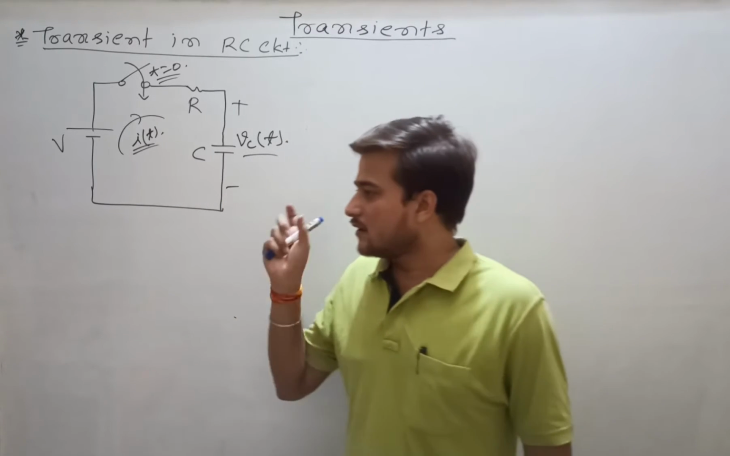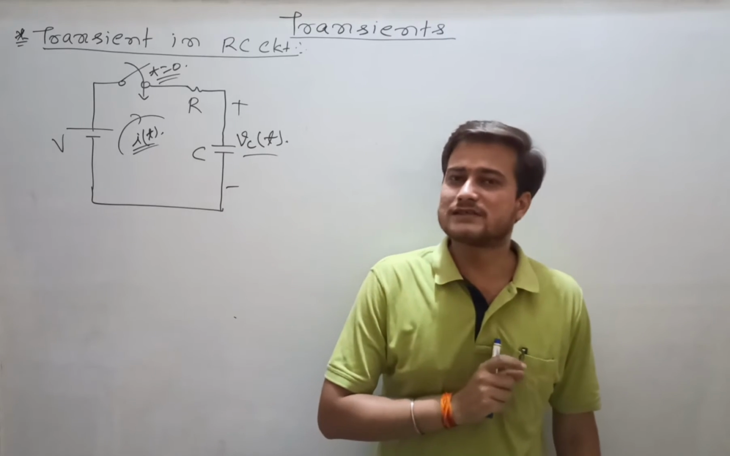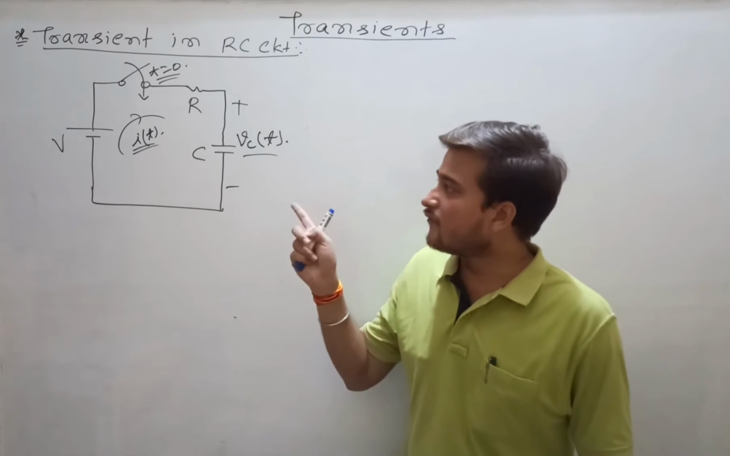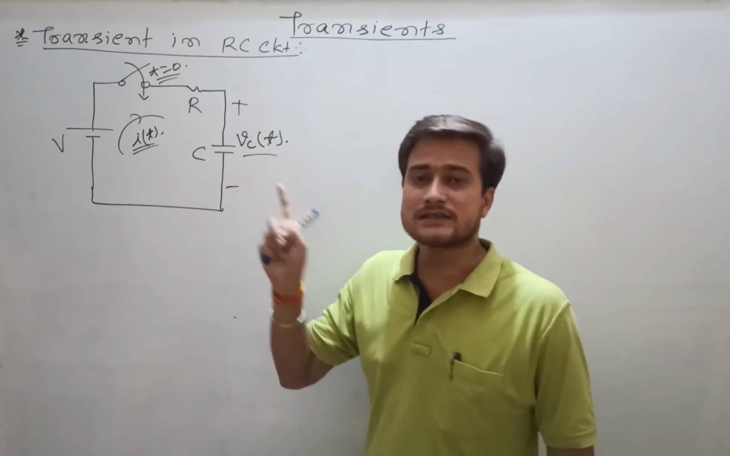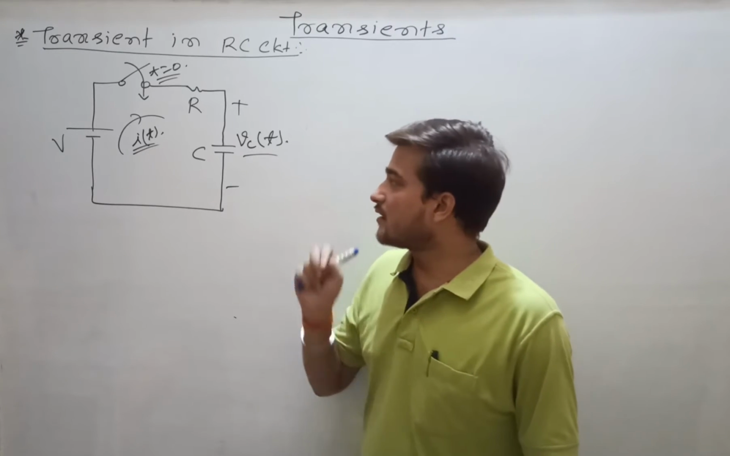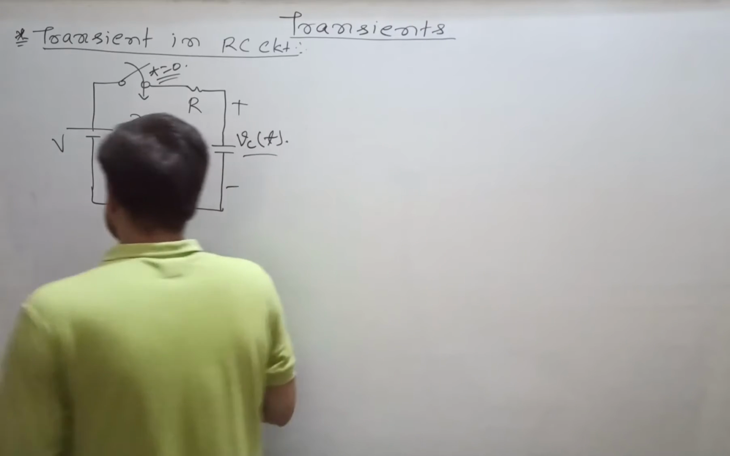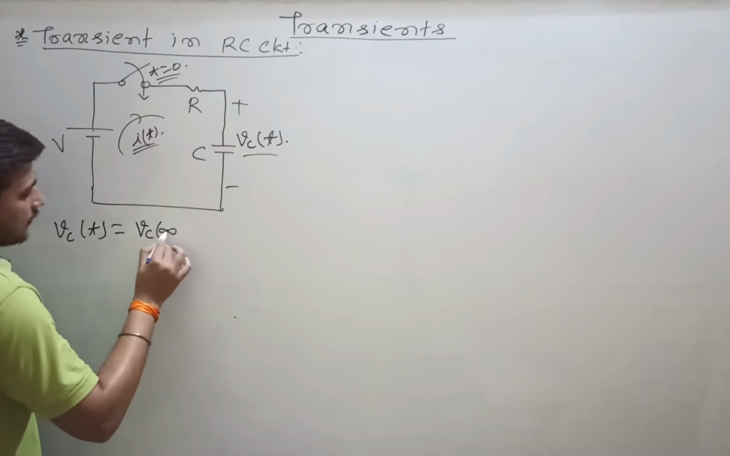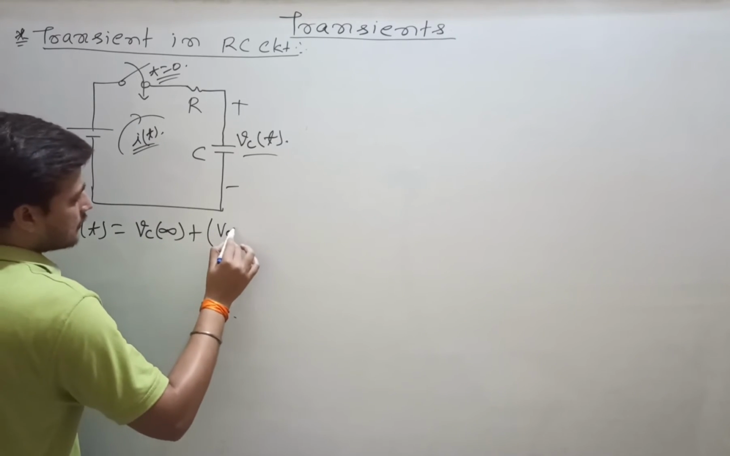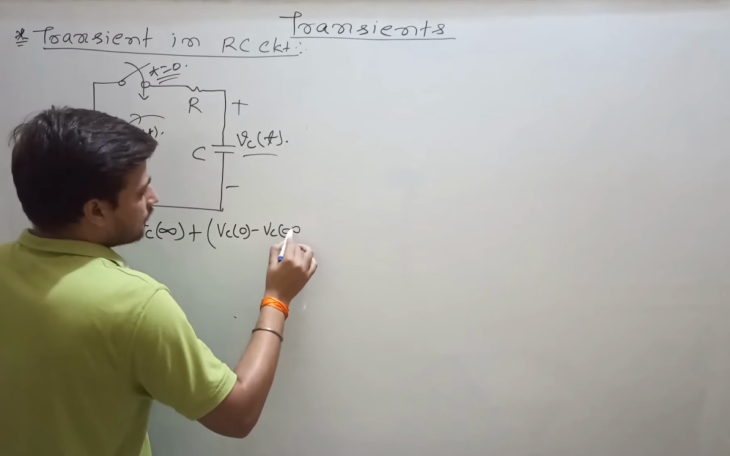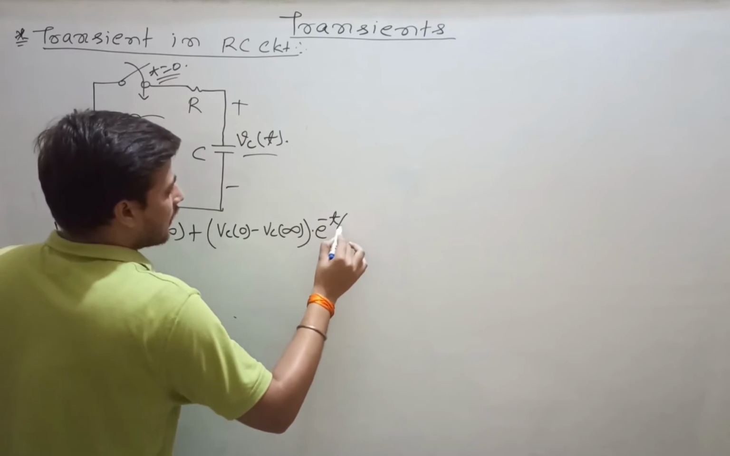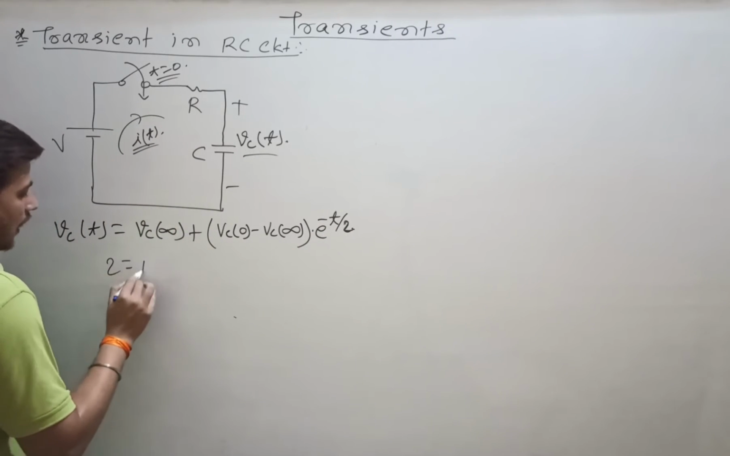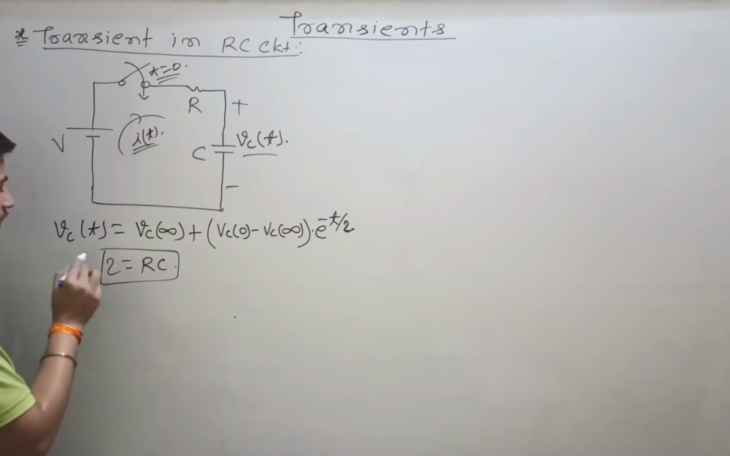Now you know that in the previous class I told you one universal formula for finding current in RL circuit. Now the same formula is applicable for voltage in RC circuit. So I am writing the formula. Formula will be vC(t) will be equal to vC(infinity) plus [vC(0) minus vC(infinity)] into e to the power minus t by tau, where tau is equal to RC, which is the time constant of RC circuit.